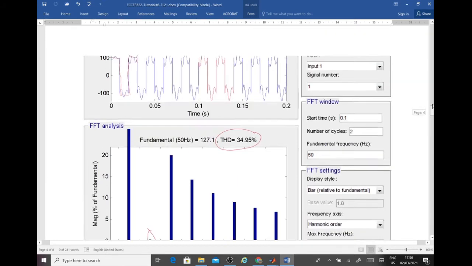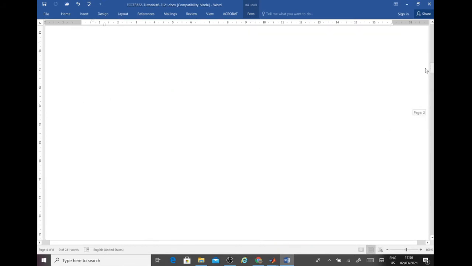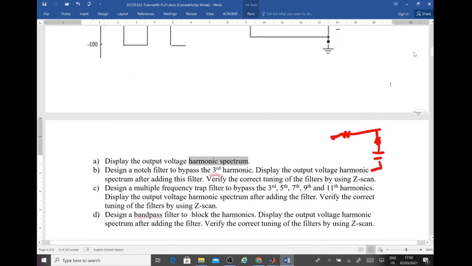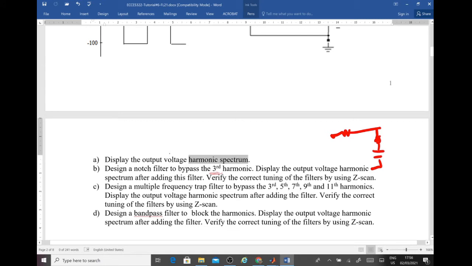If we continue with the problem, let's say that in part C, you need to design a multiple frequency trap filter to bypass not only the third, but now you need to design a filter to get rid of the fifth harmonic, the seventh, the ninth, and the 11th harmonic. And then you need, of course, to obtain the output voltage harmonic spectrum. And then you need to sketch what we call the Z-scan, to find how the impedance will look like.